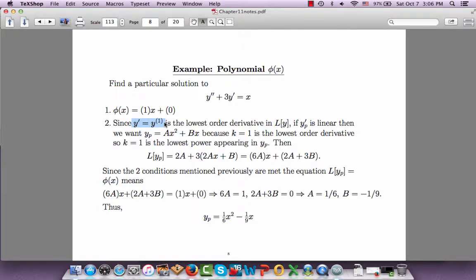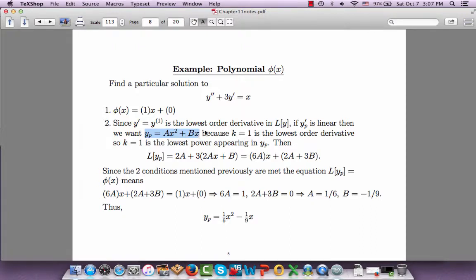be a linear function. But if y prime is a linear function, then the antiderivative of that is a quadratic function. So our guess, y sub p, should be a quadratic function. And notice I only have two terms here, because we're only going to have two functions that we're creating our linear combinations from. So we don't need a constant term here.